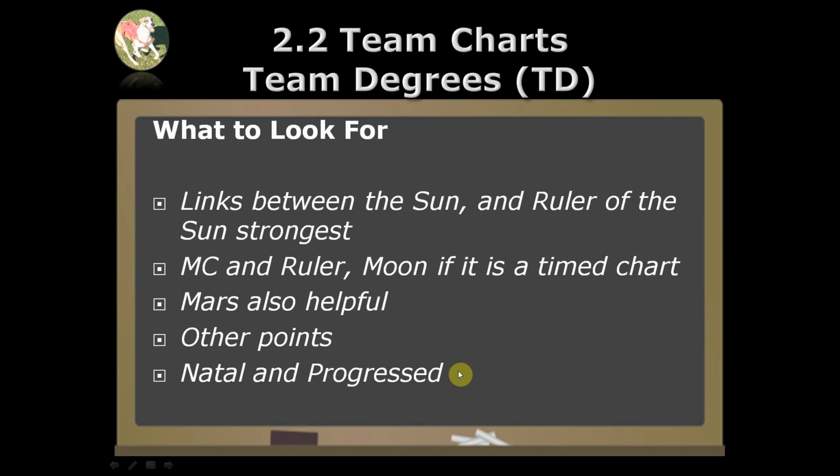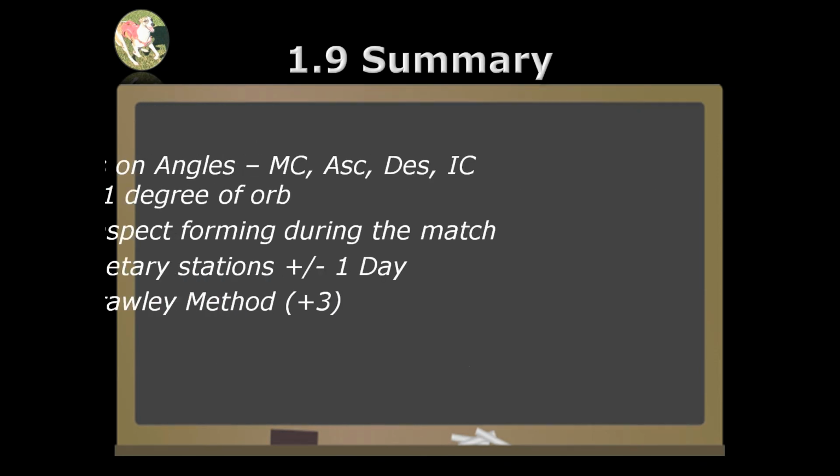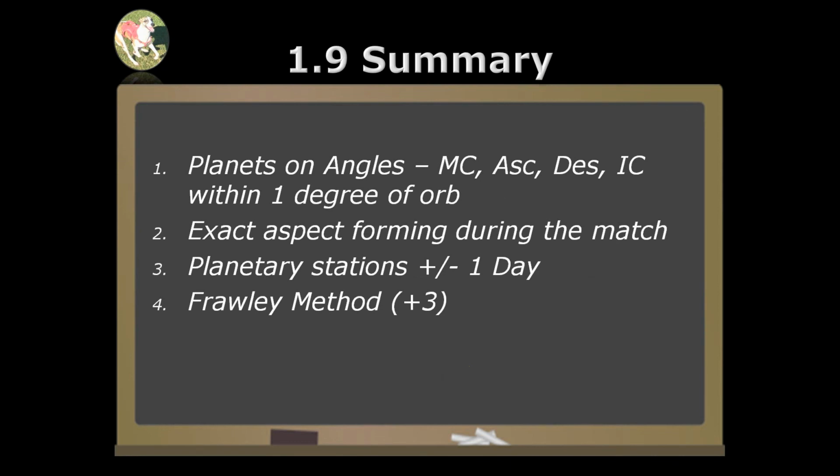So that's how we look for team degrees. In the next video, we're going to look at how you'll use those team degrees with these criteria: planets on angles, exact aspects, and planetary stations to improve our probability of getting a correct prediction.